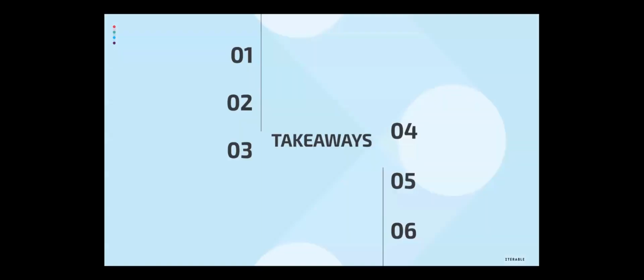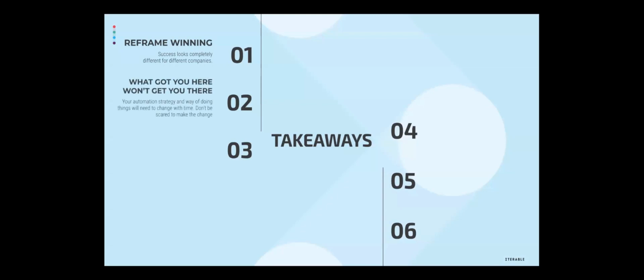All right. So what are the takeaways from today's talk? Reframe winning, right? Success looks completely different for different companies at different sizes, right? Understand what you're trying to do and make sure you win at that. What got you here won't get you there, right? Your automation strategy and way of doing things will need to change with time. Don't be scared to make that change.